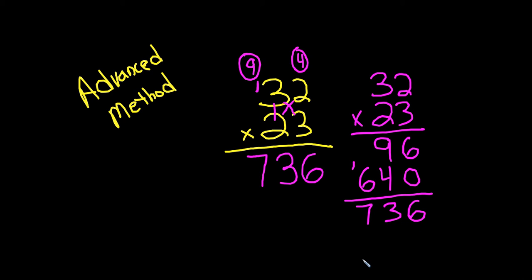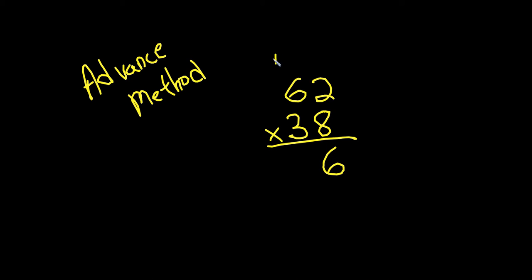So here's another example of that advanced method, using a little bit harder numbers. You can really amaze people when you get good at this, because they just sort of go, wow, you didn't do any partial products. So let's say that I had 62 times 38, something like that, right? So this is going to put a 6 in the ones place. I have to regroup that 1.